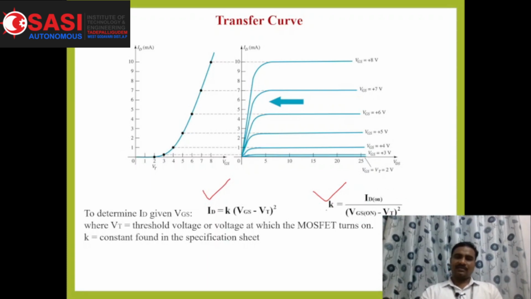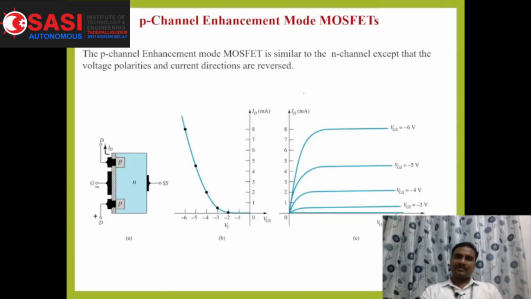So by taking this K value, the constant value from the charts, we can calculate this ID value. So this is the representation of transfer and output characteristics for the enhancement MOSFET. In this enhancement MOSFET, again the P channel is represented, where the MOSFET is operated in the reverse direction, that is, the voltage polarities are changed. Previously it was applied in the forward direction, now it is in the reverse direction. So voltage is applied in the reverse direction, that means reverse flow of current.